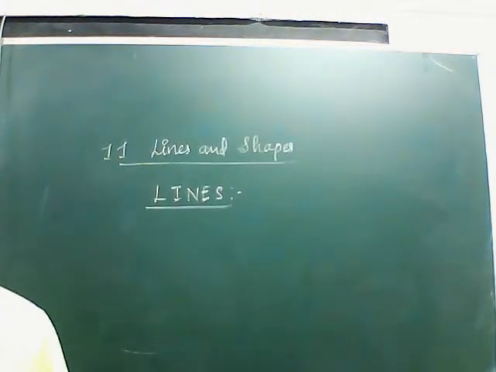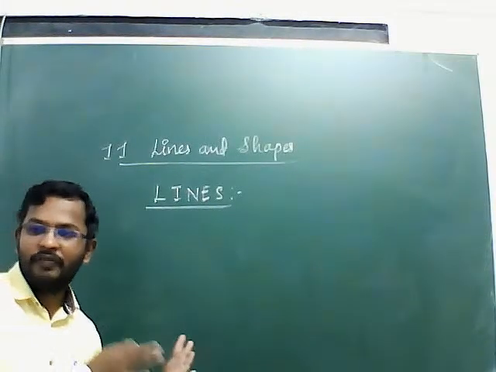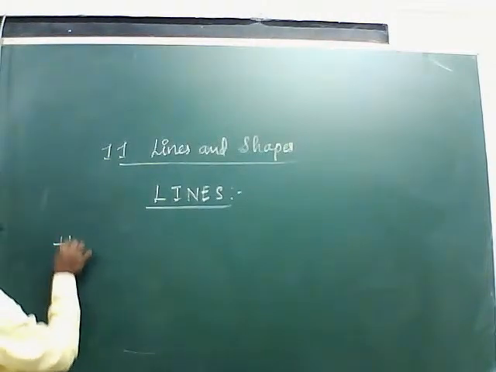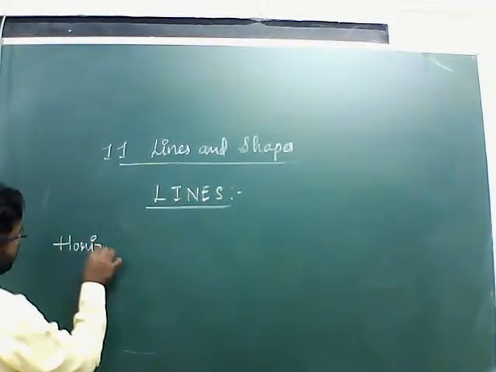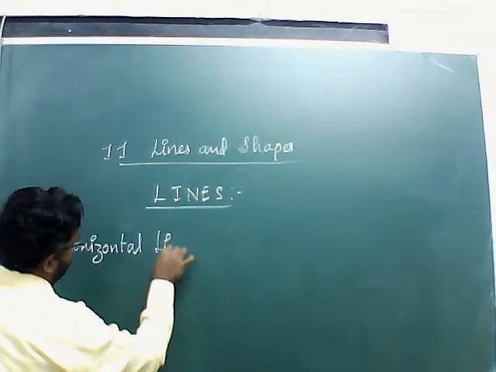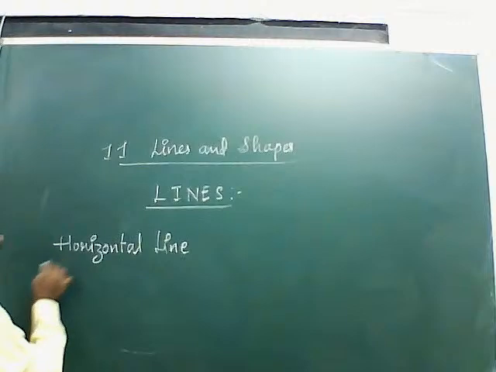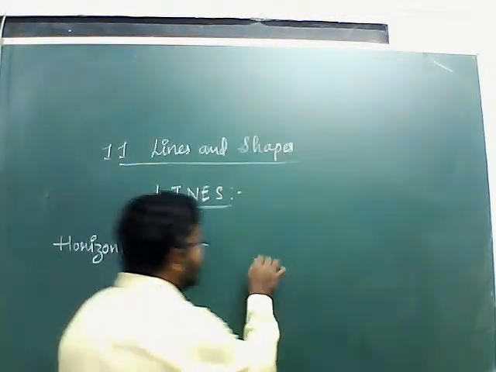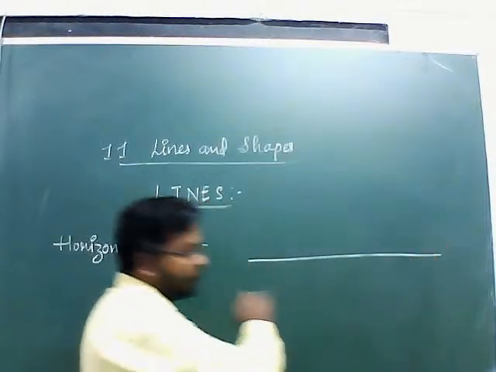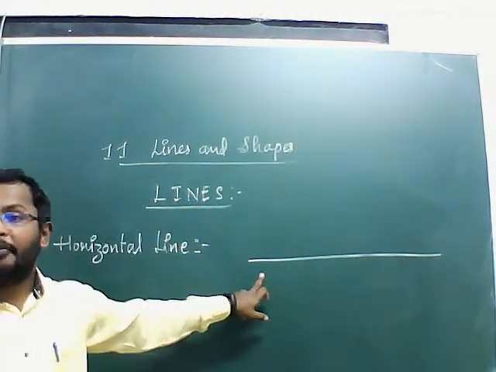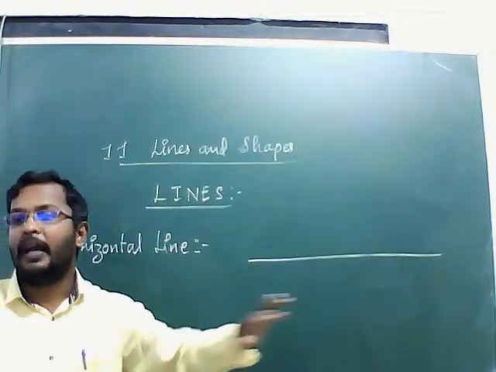Okay, so slanting line, curved line, vertical line, very good. So those things we will be discussing now. So first it will be horizontal line. Okay, so now horizontal line means what? This straight line, but it should be like this. So this line will be called as horizontal line.